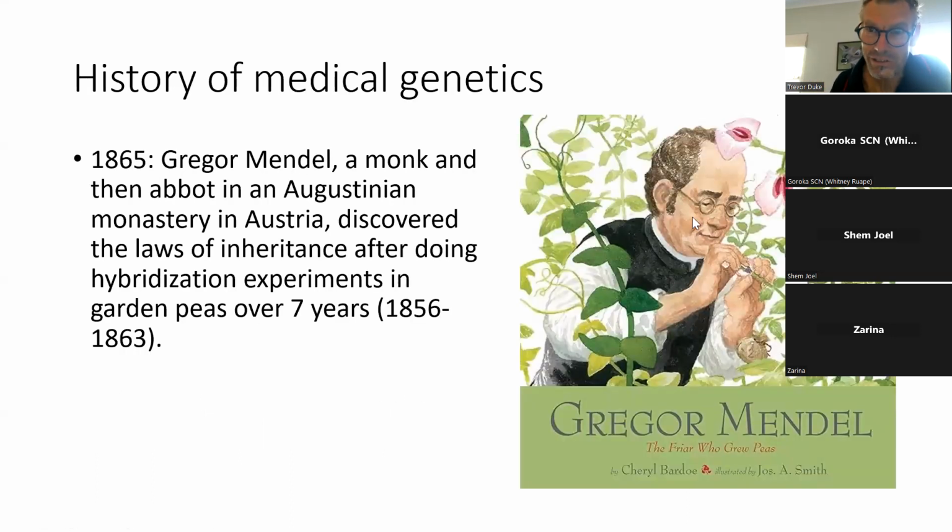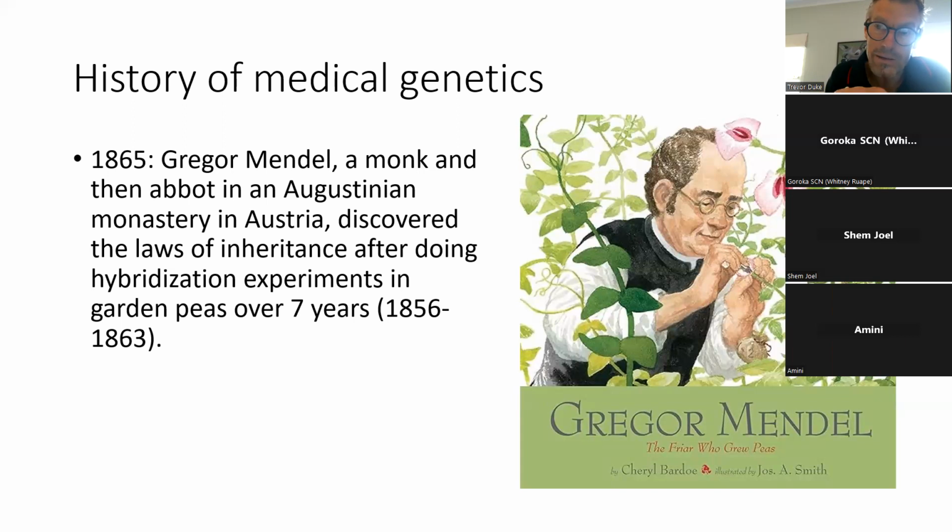The earliest geneticist as such was a monk in Austria, and you may have heard about this. I read this book over summer, and it's called The Friar Who Grew Peas, and many of you will have heard of Gregor Mendel. He was a monk and then an abbot in an Augustine monastery in Austria, and he discovered the laws of inheritance long before chromosomes were known about. And he did this by experimenting on garden peas over about 7 years in the sort of 1850s to 1860s.